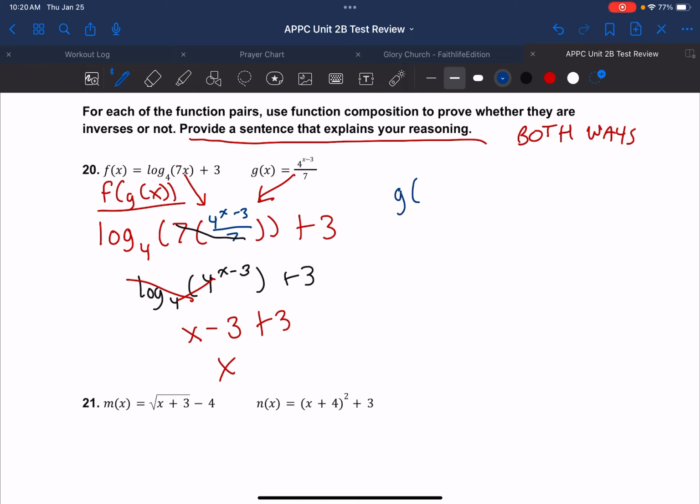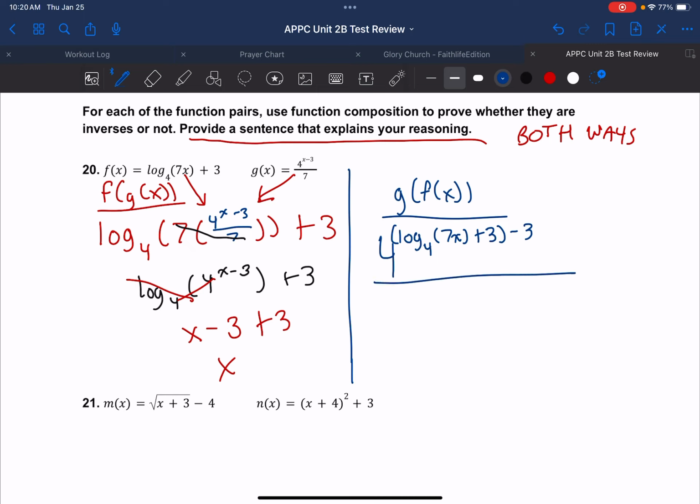I've got g of f of x. So I've got 4 to the log, so in parentheses, log base 4 of 7x plus 3 minus 3. And this is all over 7. Now this one looks goofy, I ain't gonna lie. This looks a little goofy. But making sure I wrote everything down right here.